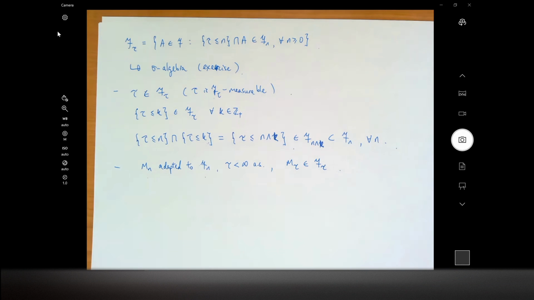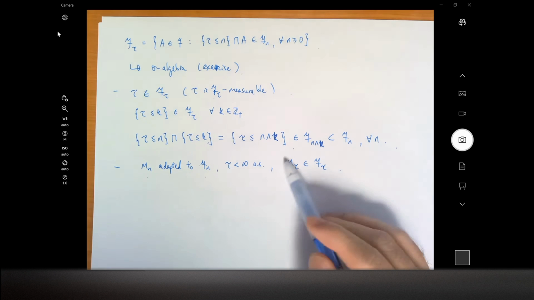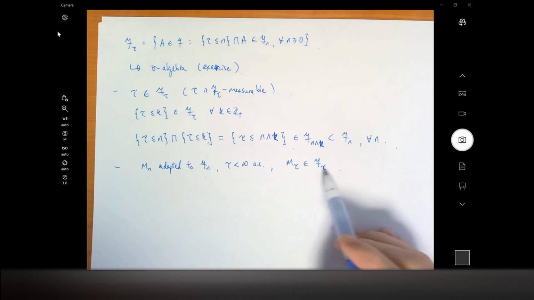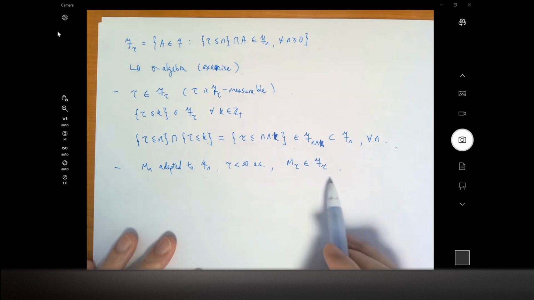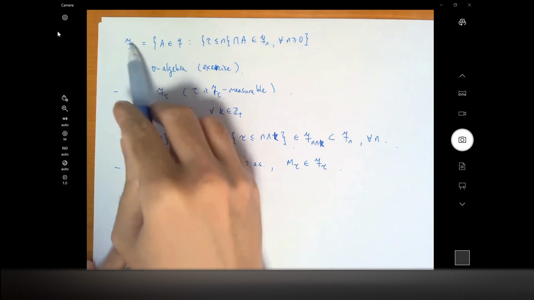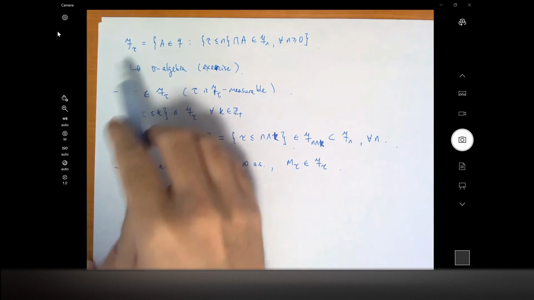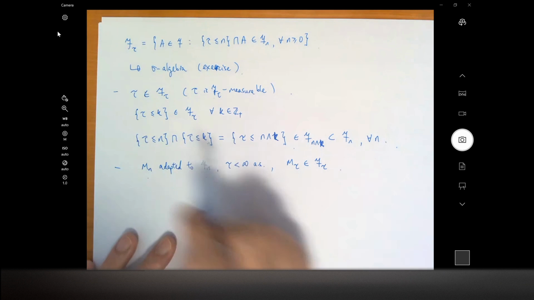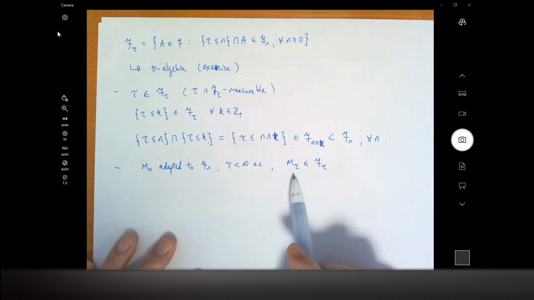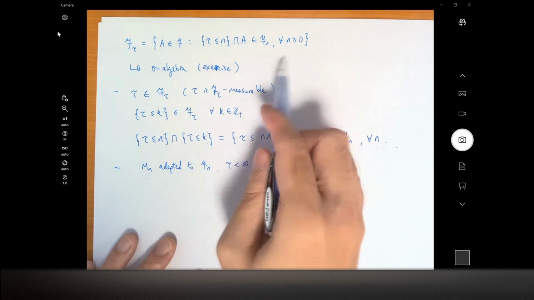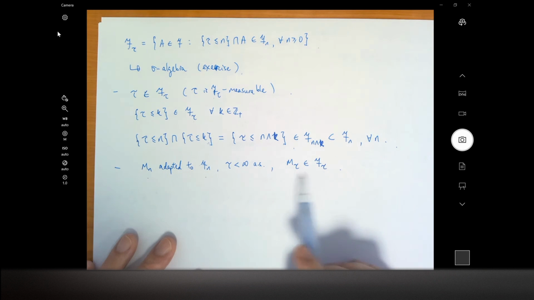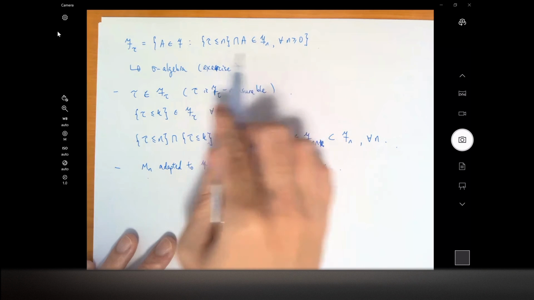So M_tau itself is a random variable, and this is F_tau measurable. The notation seems to make it obvious, and that's why we choose this notation F_tau instead of giving it a different symbol. The advantage of this notation is that it makes these kinds of results look obvious, but of course it's not trivial, because F_tau is defined in a very specific way. So in order to prove this is true, we need to check that this condition holds.